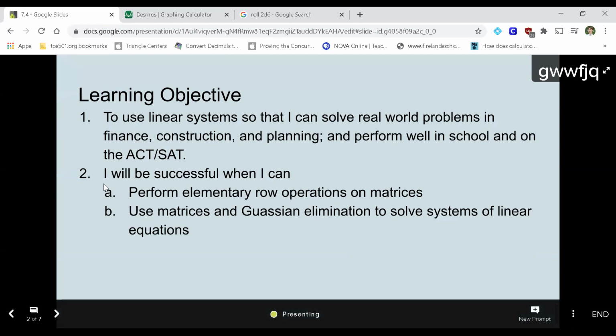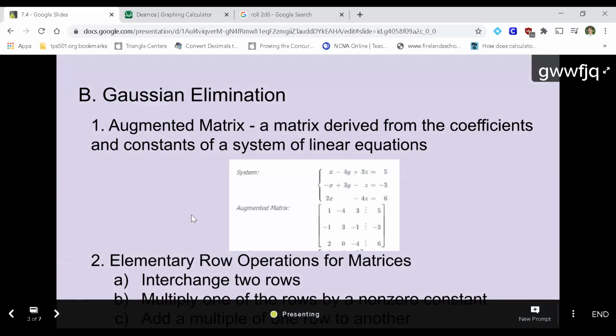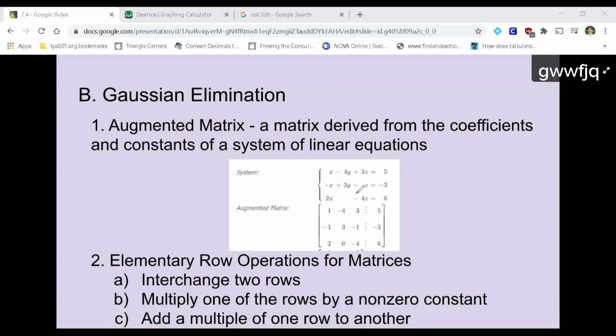So we're going to learn how to do two things today: how to perform elementary row operations on matrices, and then to use matrices and the Gaussian elimination method to solve systems of linear equations. So first, to use Gaussian elimination, you need to know how to do two things. First is how to write an augmented matrix. An augmented matrix is a matrix that's derived from the coefficients and the constants from a system of linear equations.